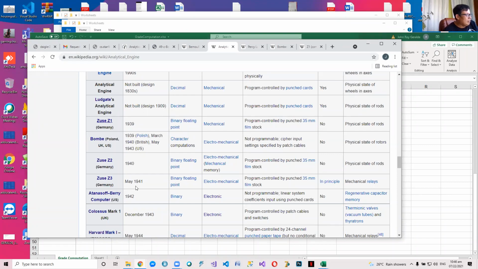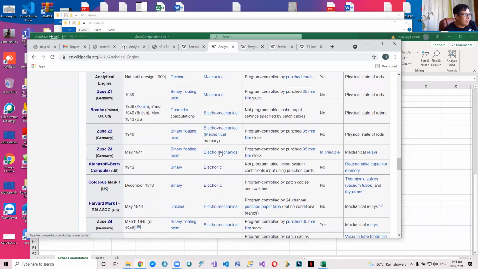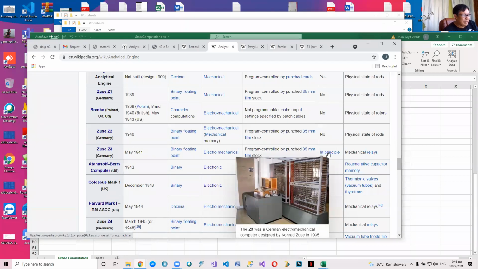Z2. Now, in May 1941, Konrad Zuse developed an improvement, another version of the Z1, called the Z3. It's in principle Turing complete. That's the main difference. Okay? Ito yung Z3, oh. It's smaller than the Z2 and the Z1.